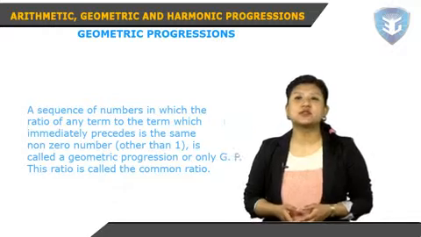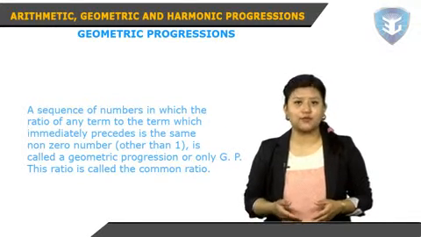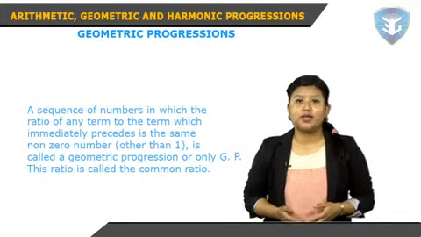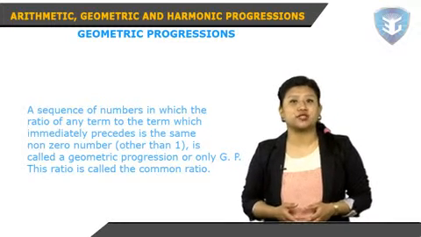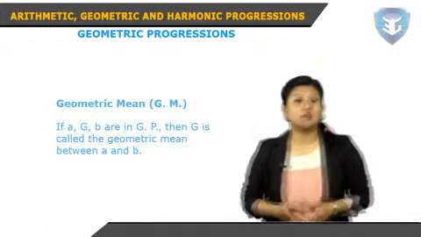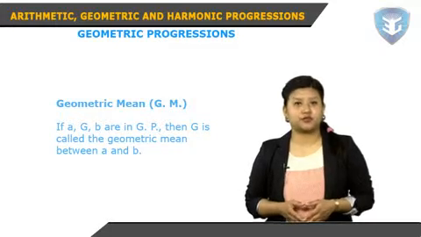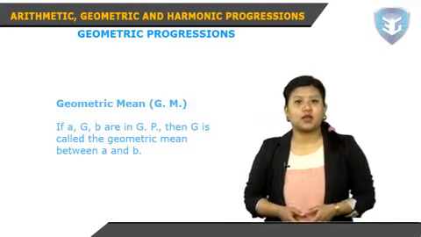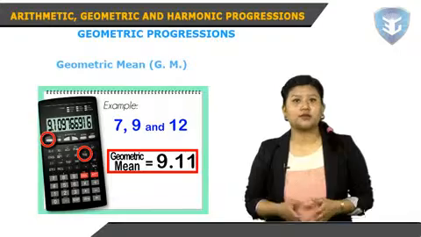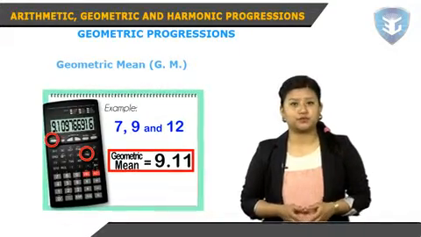A sequence of numbers in which the ratio of any term to the term which immediately precedes it is the same non-zero number other than 1 is called a geometric progression or a GP. This ratio is called the common ratio. Geometric mean: if a, g, b are in GP, then g is called the geometric mean between a and b. If three numbers are in GP, the middle one is called the geometric mean between the other two.